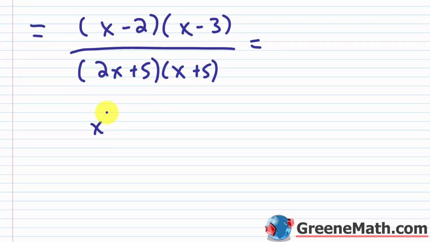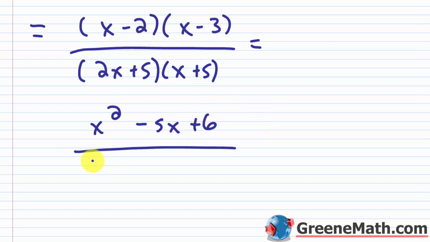So x times x is x squared. The outer would be minus 3x. The inner would be minus 2x. And the last would be plus 6. So this would be minus 5x here. So minus 5x and then plus 6. This is over. The first would be 2x squared. The outer would be plus 10x. The inner would be plus 5x. And the last would be plus 25. So if you combine the like terms, you'd have plus 15x here. So basically, you could write this in the factored form, or like this where you've multiplied it out. Either way is an acceptable answer.